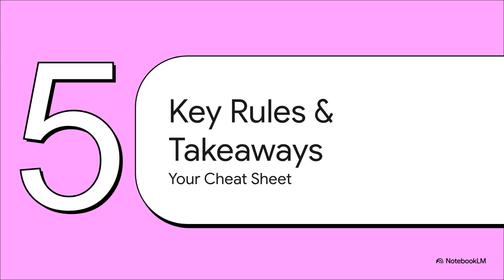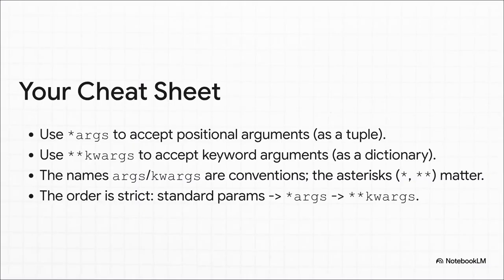We have covered a ton of ground here, so let's just boil it all down into the most important takeaways, the stuff you can start using in your code, like right now. Here it is, your cheat sheet. Use args when you need a tuple of positional arguments. Use kwargs for a dictionary of keyword arguments. And remember this little detail.